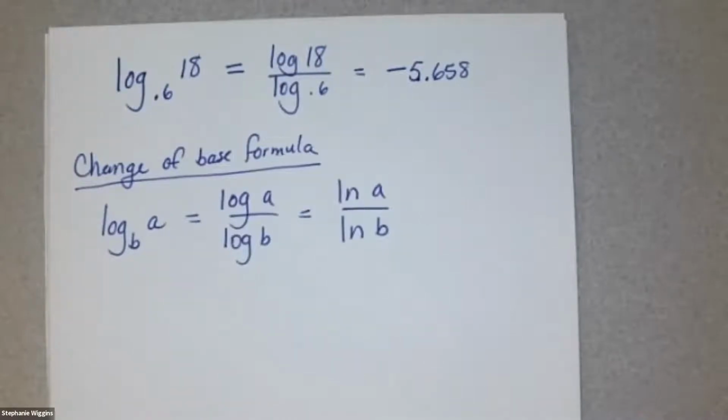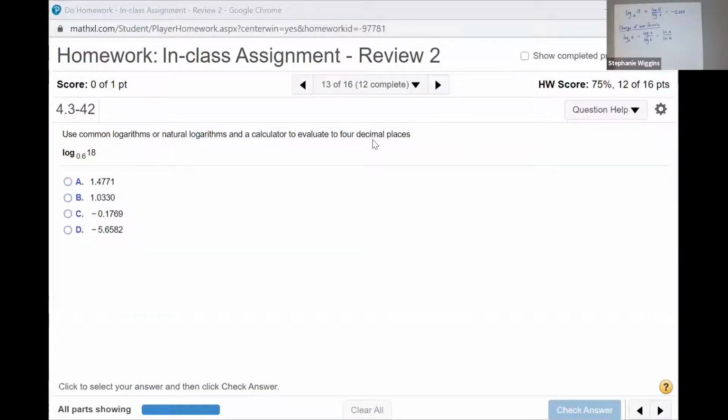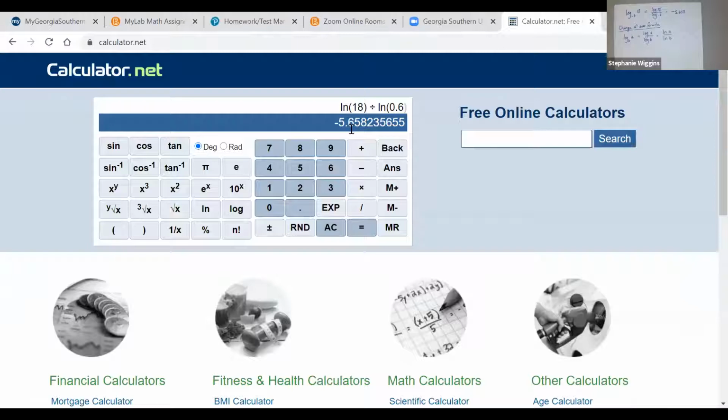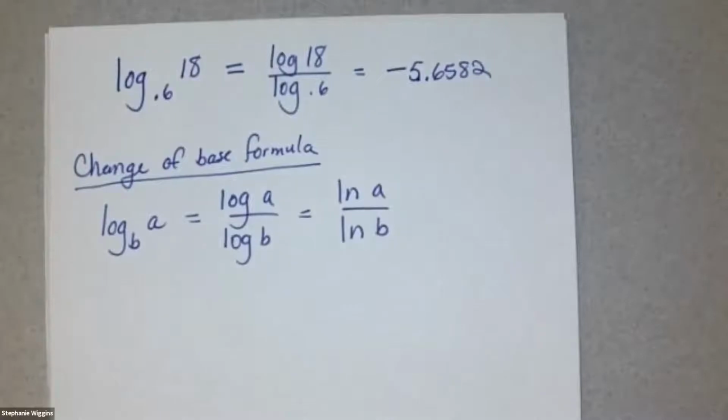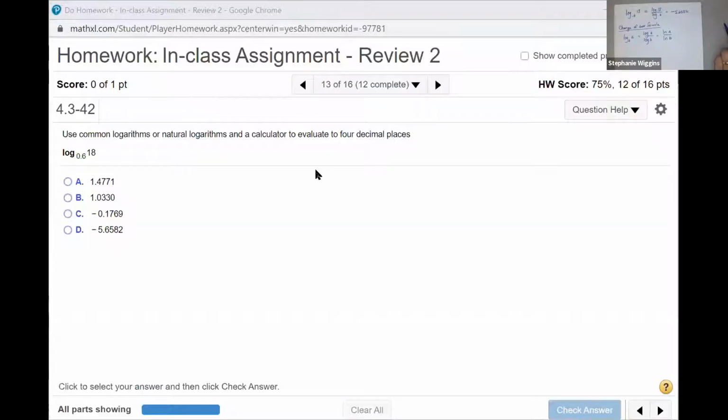All right. So going back to this problem. Oh, it said to 4 decimal places. Let me see what 4 decimal places would be. So to 4 decimal places, it's going to be negative 5.6582. Right there.